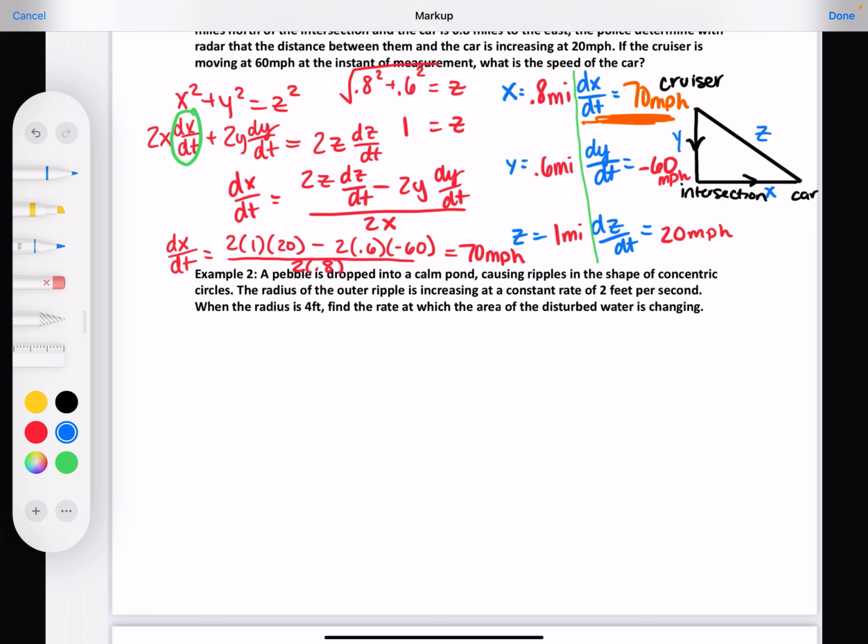Yes. Okay, cool. So, a pebble is dropped into a calm pond, causing ripples in the shape of concentric circles. The radius of the outer ripple is increasing at a constant rate of 2 feet per second. When the radius is 4 feet, find the rate at which the area of the disturbed water is changing.